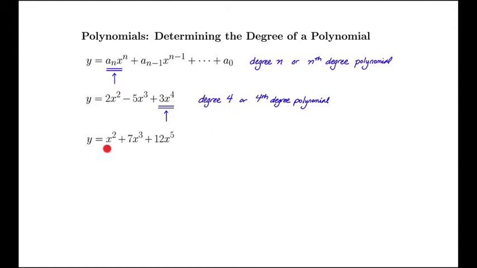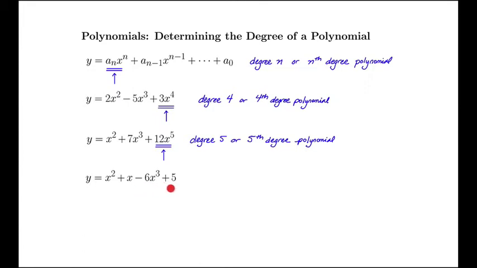Looking at y equals x squared plus 7x cubed plus 12x to the fifth, we have again a nice order for our terms where the power of x is increasing as we move to the right. We identify 12x to the fifth as our highest power, so we have a degree 5 polynomial, or again, fifth degree polynomial.